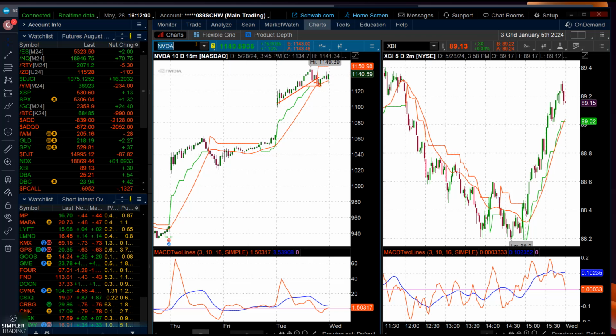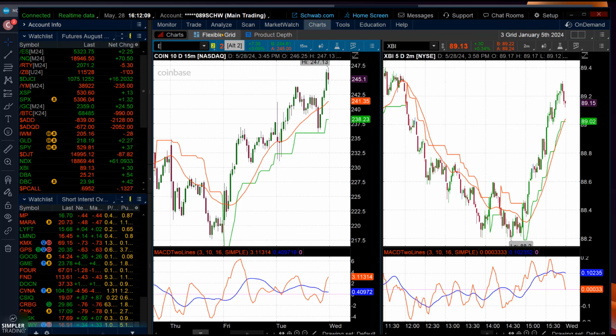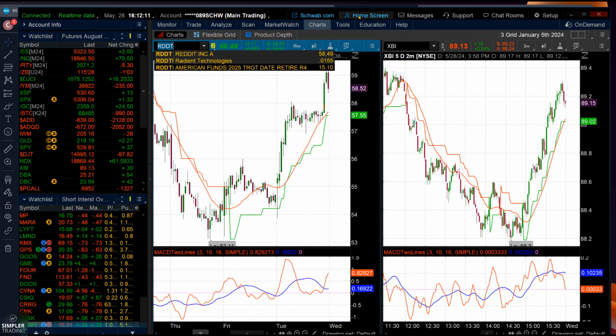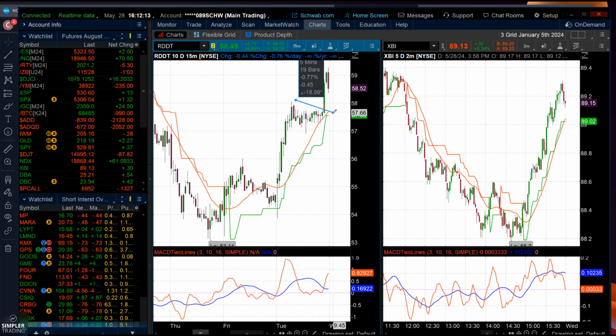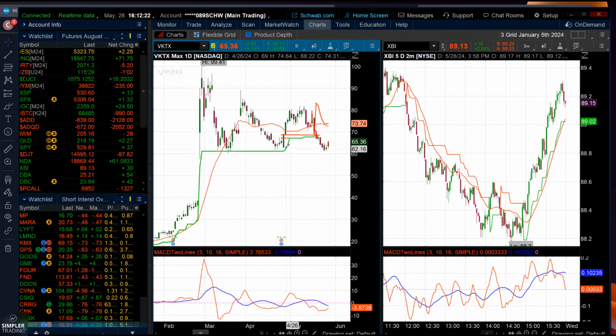Now, on the long side, the GMEs of the world, the hoods of the world, the Coinbase of the world, the Reddits of the world, we're going to stay with that theme and buy them on dips, especially if we see bull flags intraday. How about VKTX? That even started to have a move today. Now, keep in mind that something like Viking is all the way on the low. There's no reason it can't go back to 70, and we'll try to play it. We'll try to play all of these tomorrow.